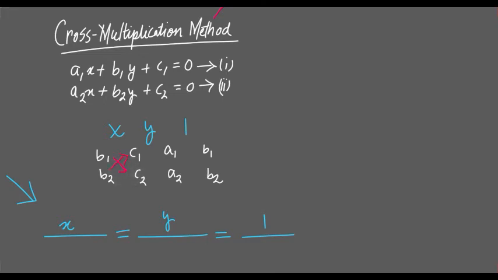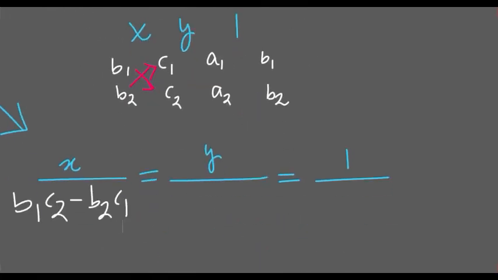cross multiplication. So b1 into c2 and b2 into c1. What we need to do is the first cross, b1 into c2, multiply them and write at the first place, and then subtract the second product, which is b2 c1, right? Similarly, you need to multiply c1 into a2 and then subtract the multiplication of c2 into a1, and the last one is a1 b2 and a2 b1, and that would be a1 b2 minus a2 b1, right?